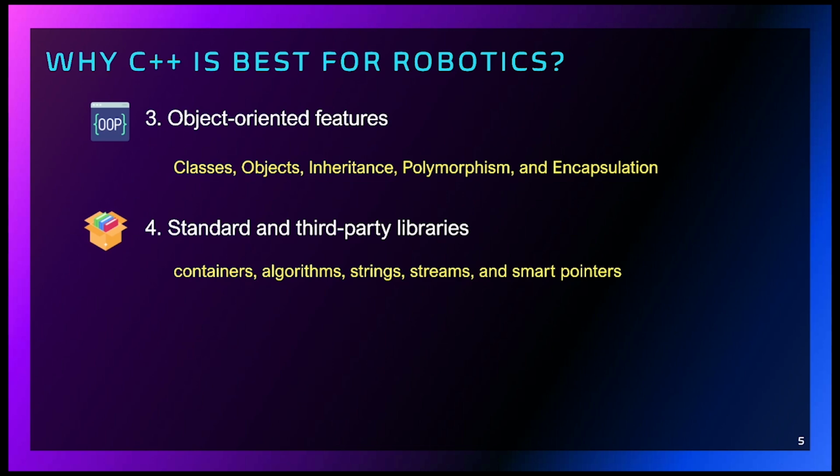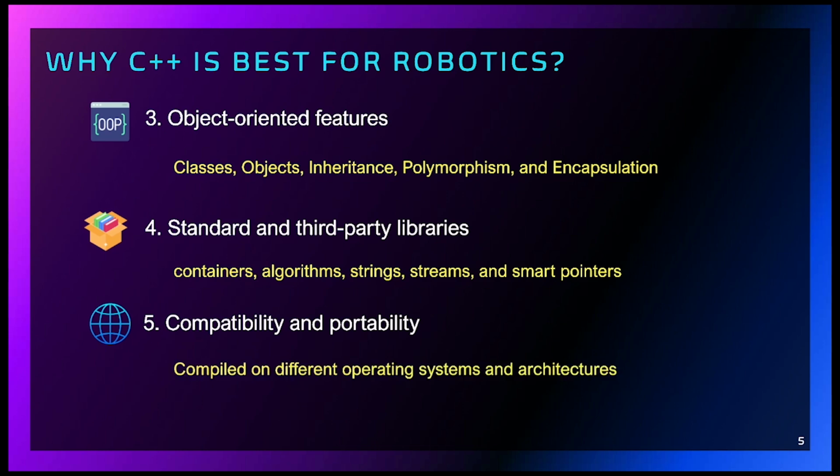Fifth, C++ is a compatible and portable language, which means that you can compile and run your code on different operating systems and architectures with minimal change. This can make it easier to integrate your robotic system with other systems and devices and to deploy it on various platforms.